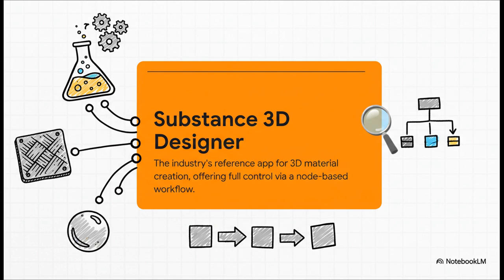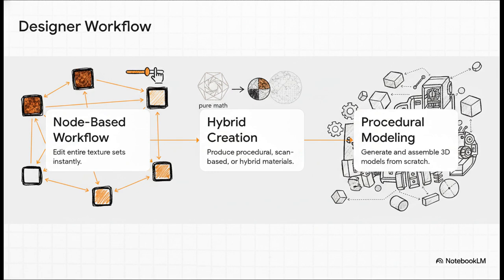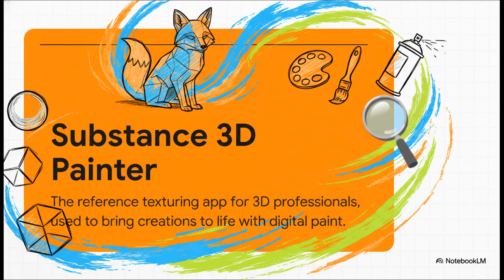Its secret sauce is a node-based system. Now, it might look a little intimidating, but just think of it like a visual flow chart for your textures. Each little box, or node, does one specific thing. And that node-based workflow, it means you can change one little thing, say the color of some rust, and bam, it updates instantly everywhere. You can build materials from pure math, that's what we call procedural, or you can use real-world scans, or even mix and match. And get this, the tech has gotten so good you can now generate and assemble entire 3D models this way, right inside Designer.